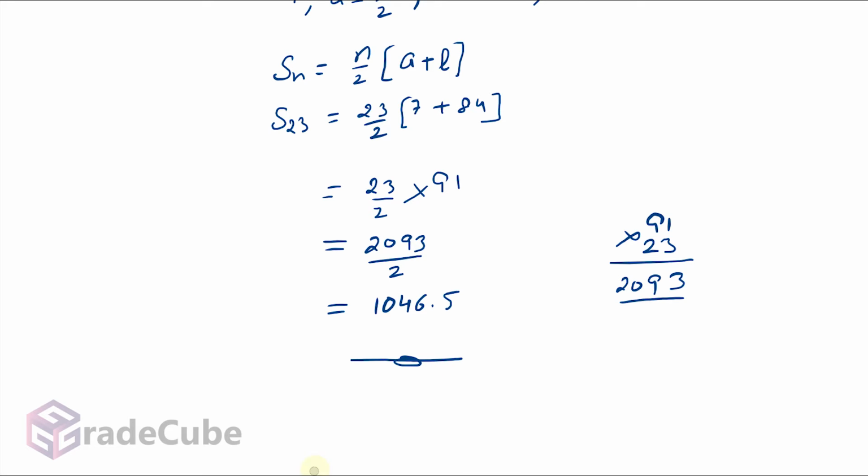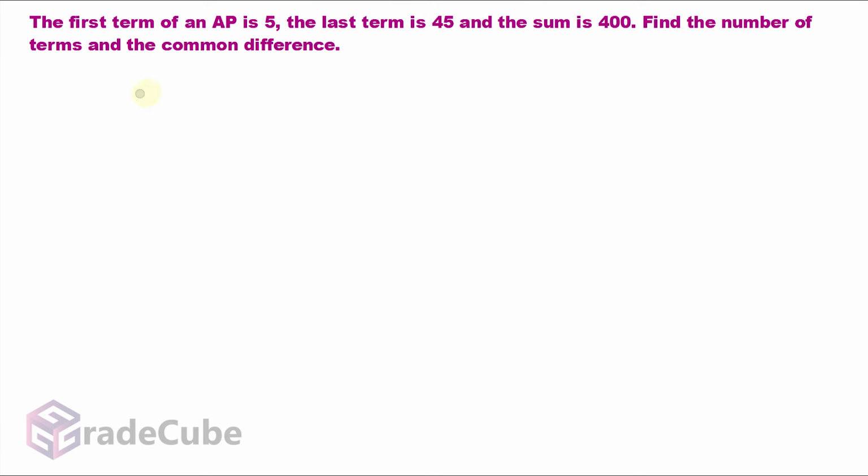So let's move on to the next sum. The first term of an AP is 5, means A is 5. The last term is 45. L is 45. Sum is 400. Sn is 400. Find the number of terms and the common difference. We have to calculate n and d.